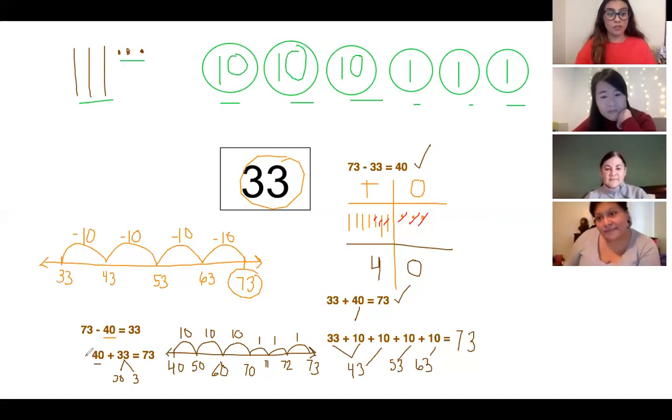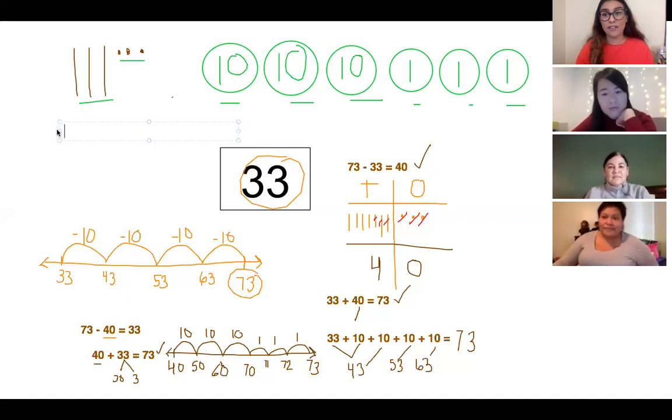So was 40 plus 33, did it equal 73? Yes, so it did. That number sentence was true as well. So I'm going to write here in a very clear way how we can see the fact families. So a fact family is all of the digits or all of the values used to create an answer or each other's answer. So first we started with 73 minus 40 equals 33, and we found that that was correct.